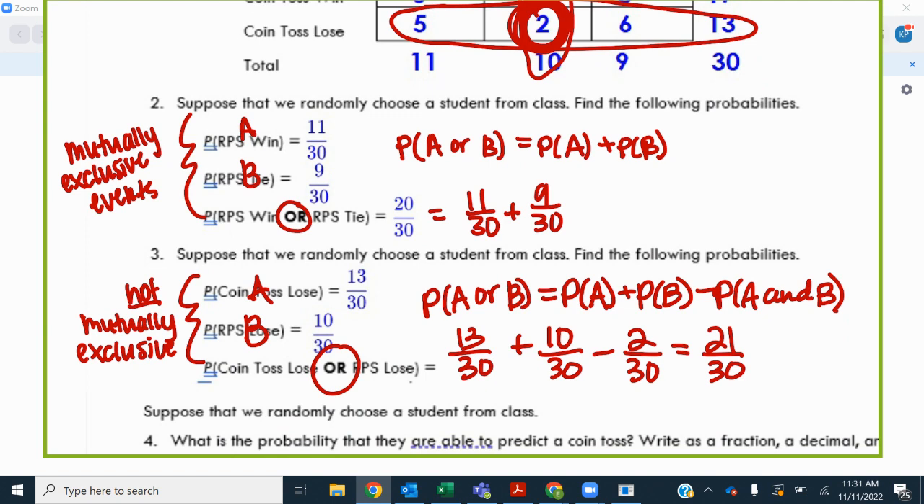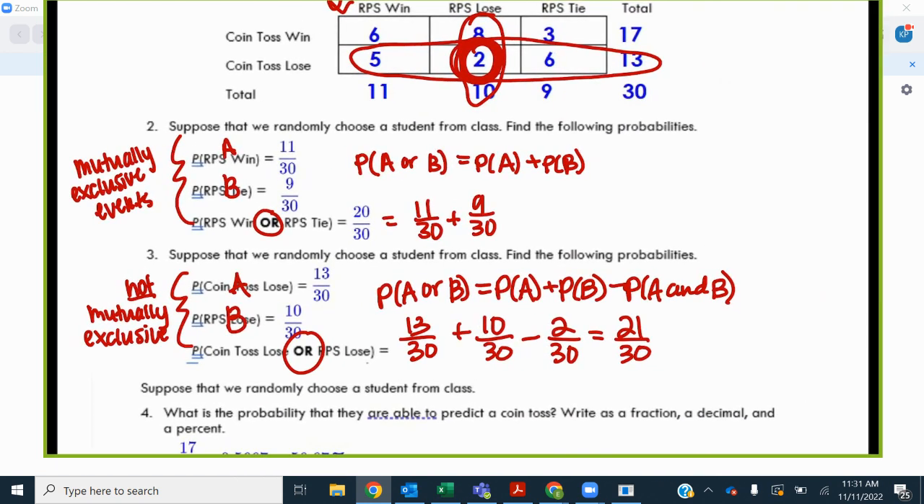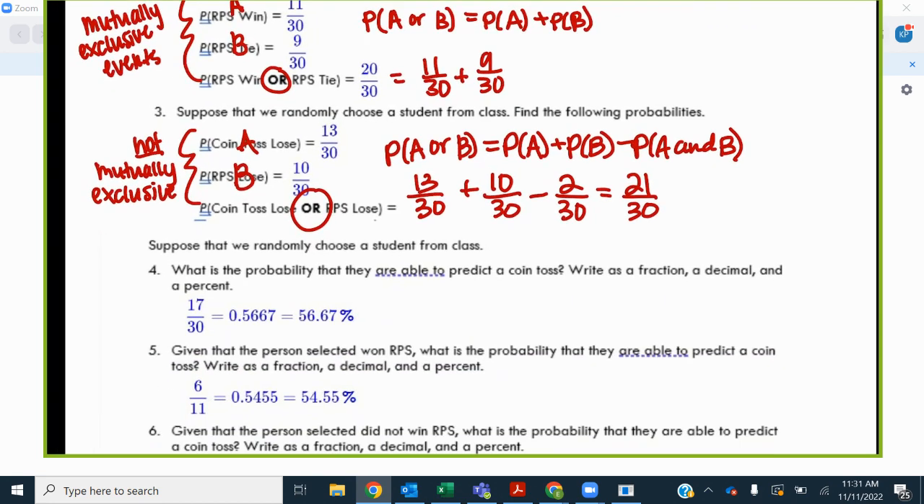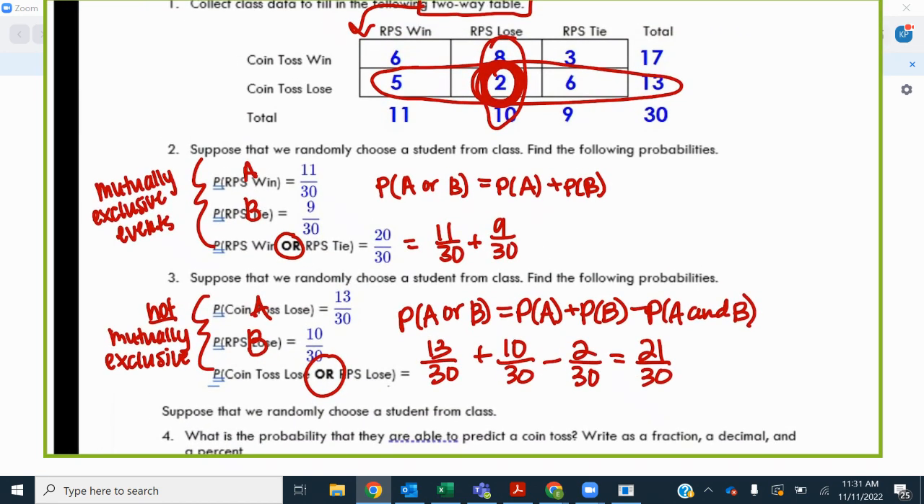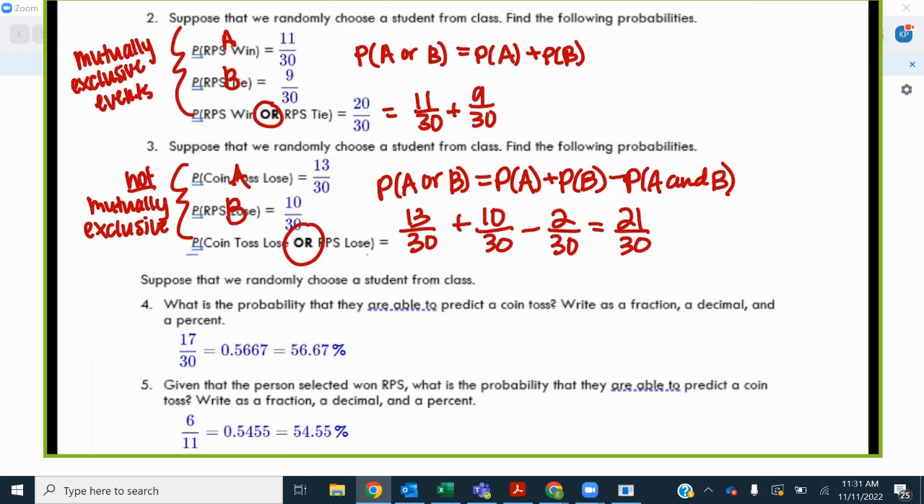Because that 2 belongs to the 13 and to the 10. And so we take it away when we're using the formula. You can figure it out other ways, but that's how that formula works. Remember, or means any. It doesn't mean we're excluding the both. It means that we counted it twice, so we have to take it out.